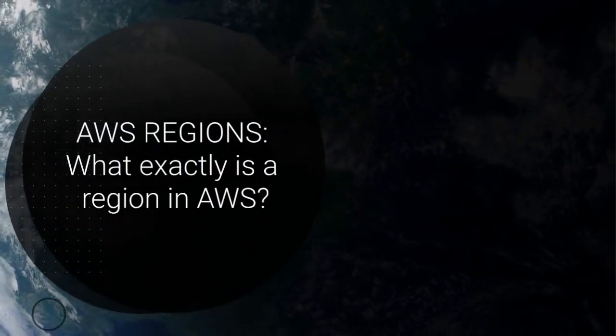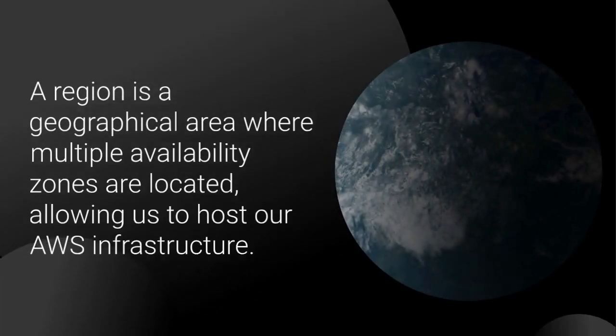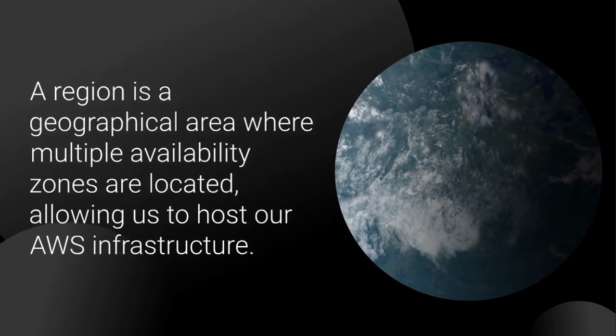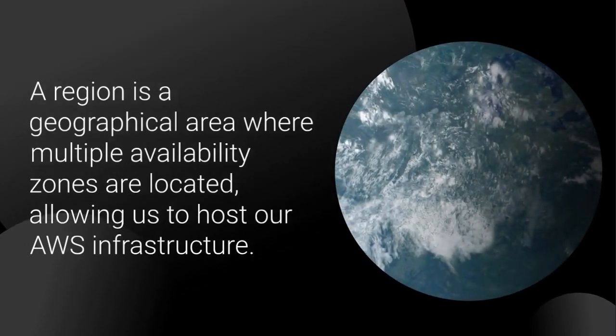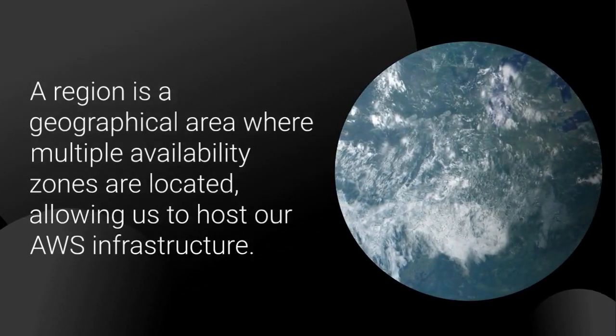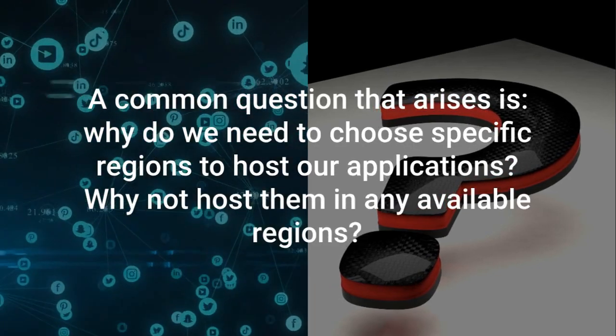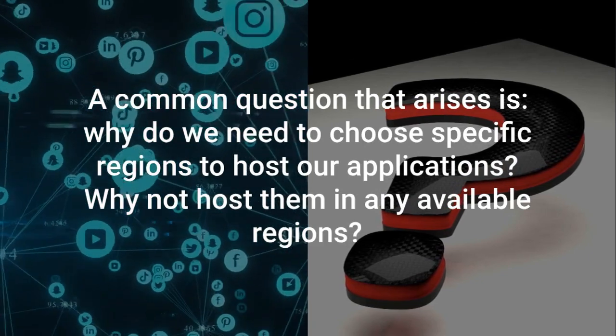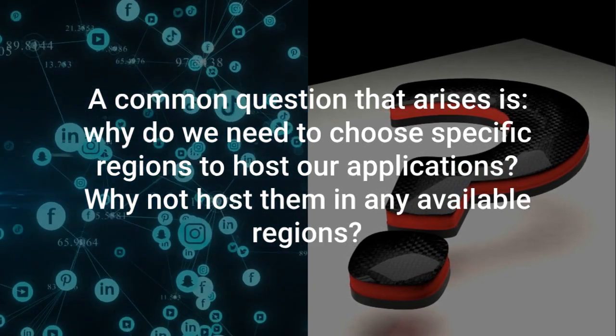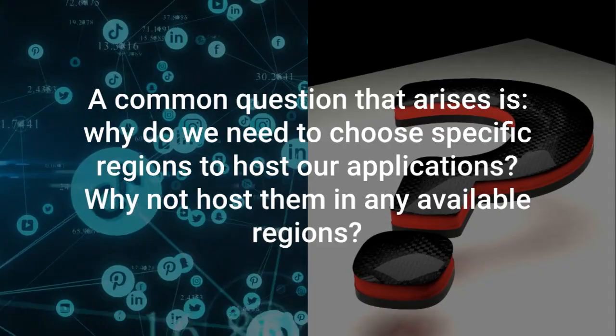AWS regions. What exactly is a region in AWS? A region is a geographical area where multiple availability zones are located, allowing us to host our AWS infrastructure. A common question that arises is, why do we need to choose specific regions to host our applications? Why not host them in any available region?